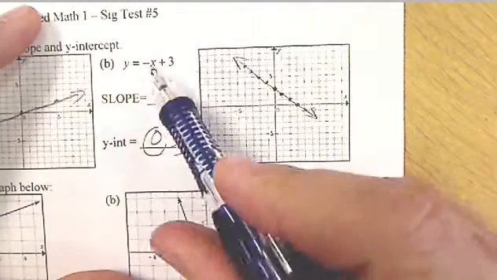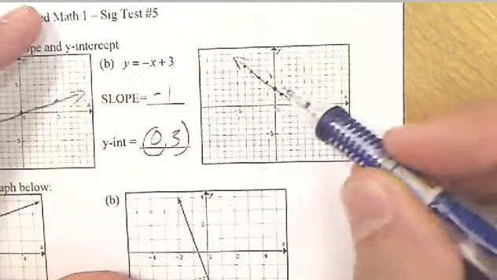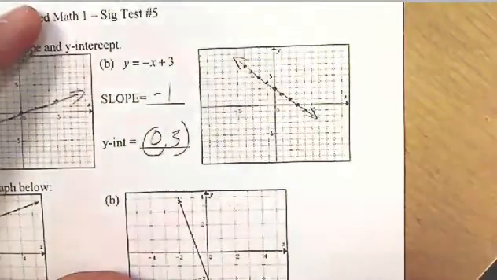I have a slope of -1 and my y-intercept at 0, 3. 0, 3, put a dot. Down 1 over 1, down 1 over 1, down 1 over 1.